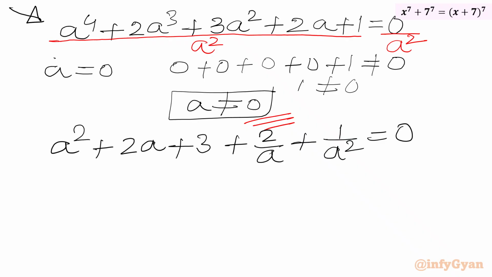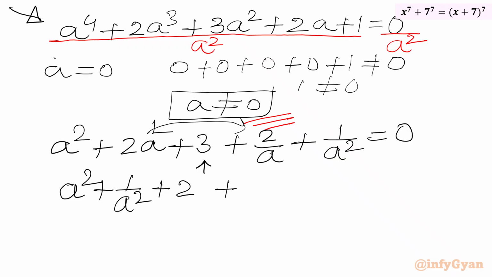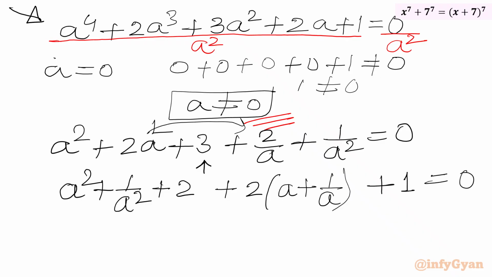Now I can split this 3. I will write the first term a^2, then the last term 1 over a^2, and this 3 I will write as 2 plus 1. So 2 is here. Now from these two terms, 2 is common. So I can write here 2 times in the bracket a plus 1 over a. Now we will write the remaining 1 equal to 0.